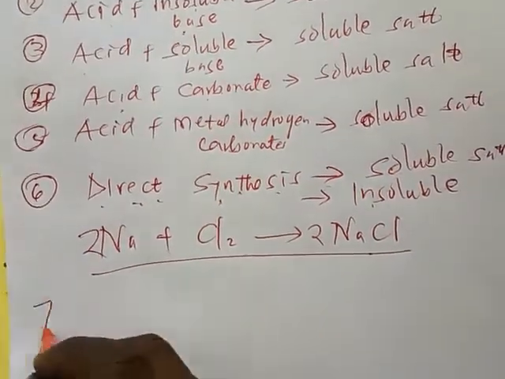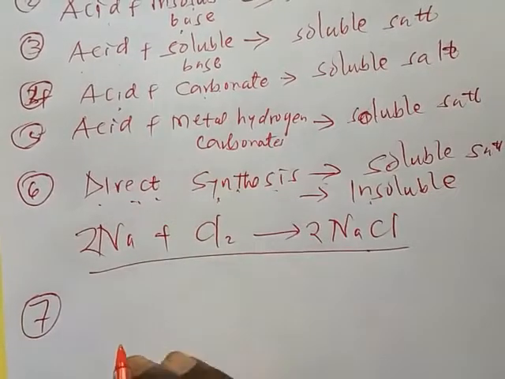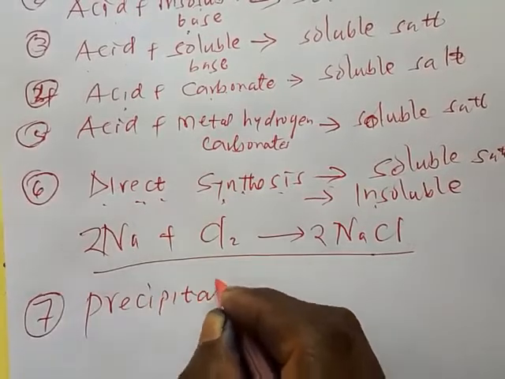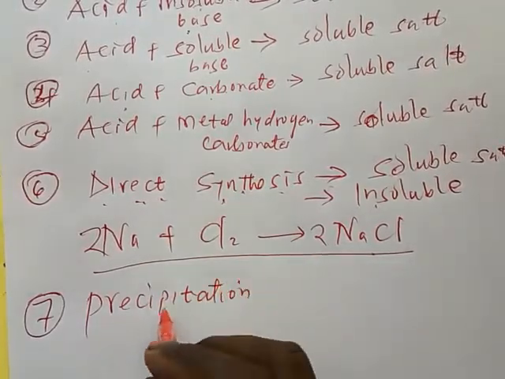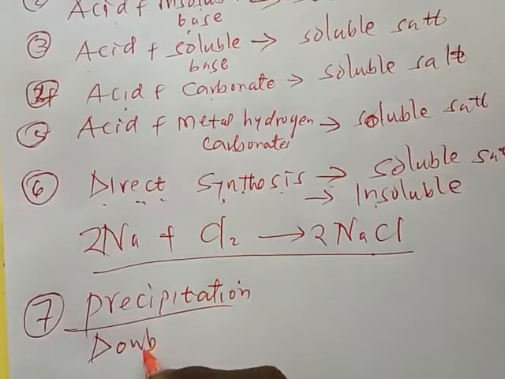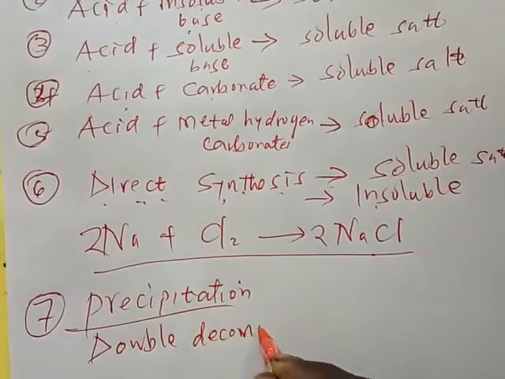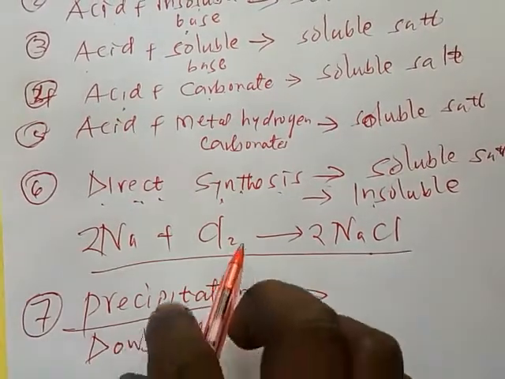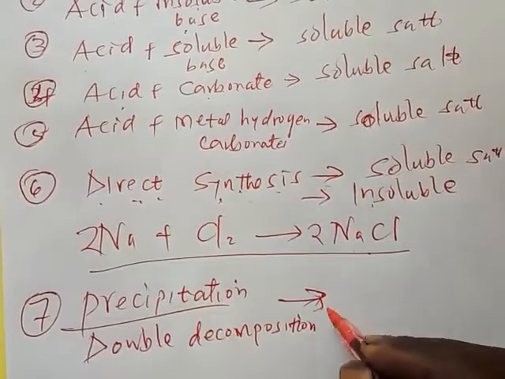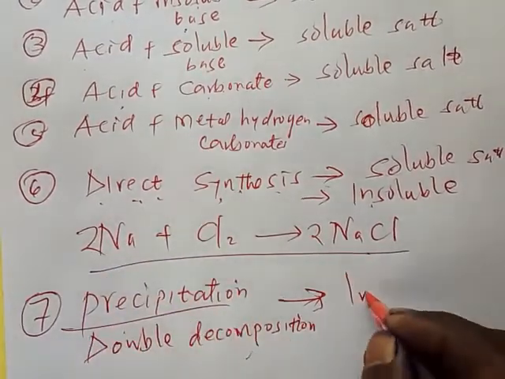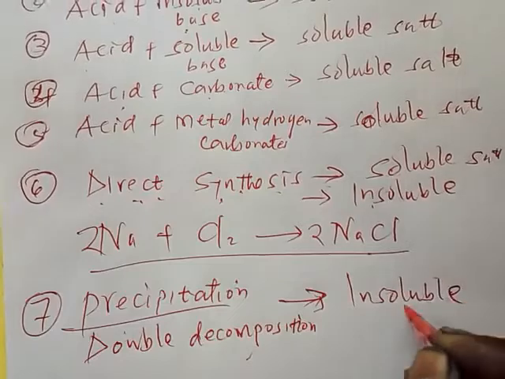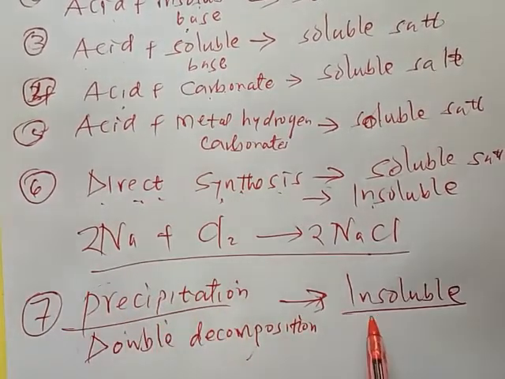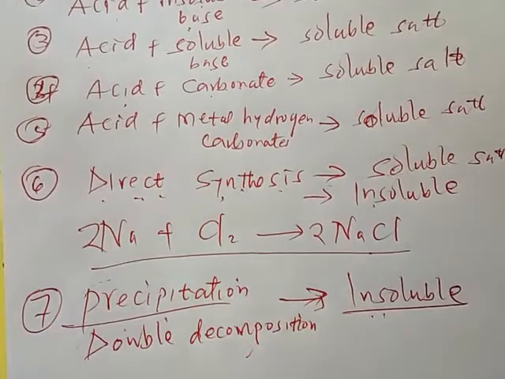And then finally, number 7, this is where my major concern is: the precipitation reactions. This one is what we call double decomposition. It is a type of reaction which occurs, and the salts that are formed here are insoluble. So this is the major method that is used to prepare insoluble salts. Very good.